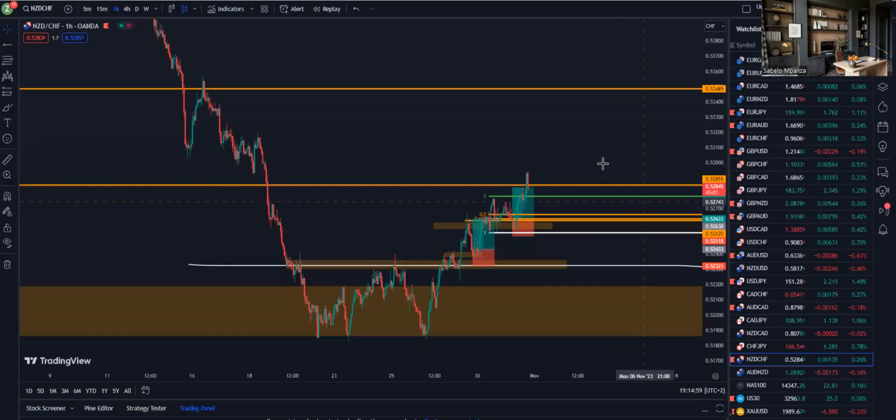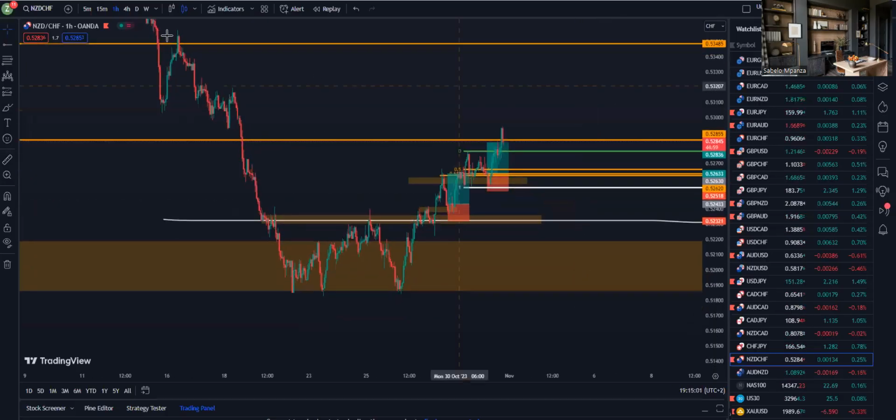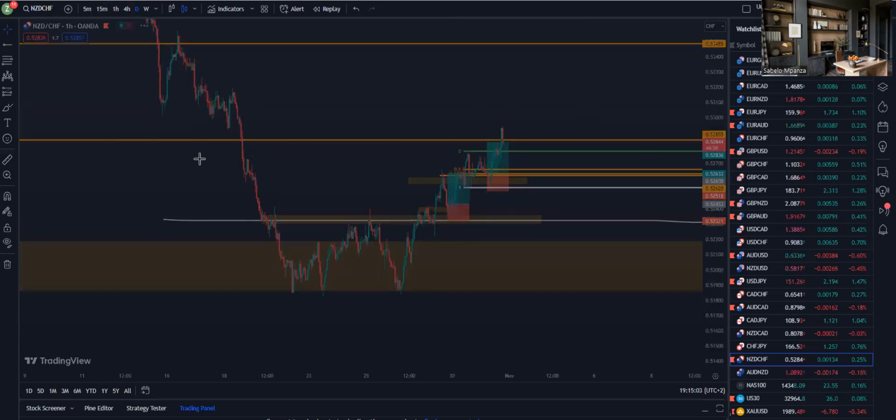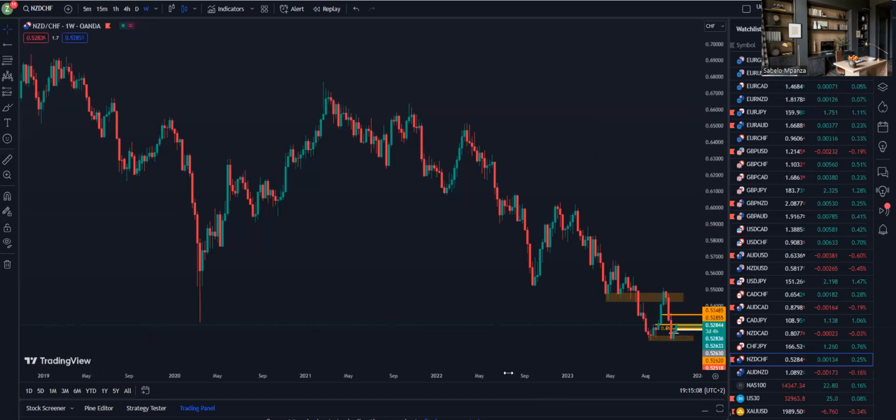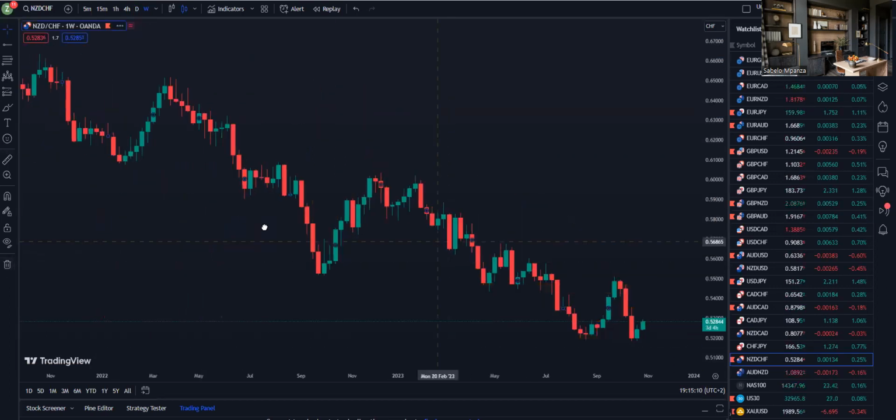Let's proceed. NZDCHF. This was a beautiful trade, guys. This was a beautiful trade. Okay, let me just maybe remove everything here.